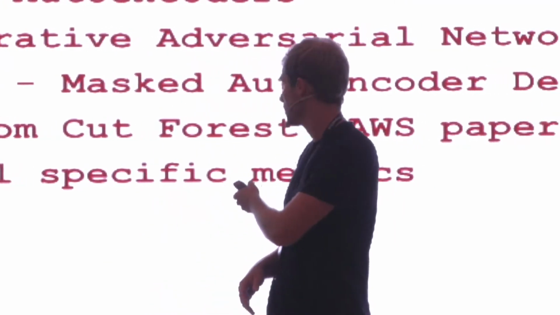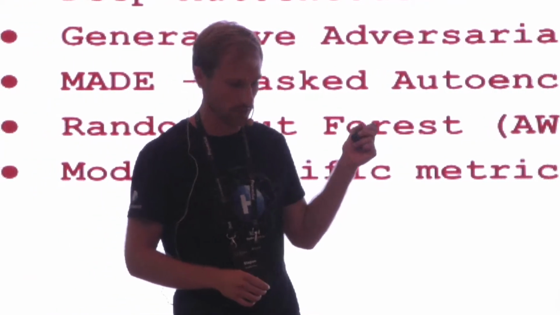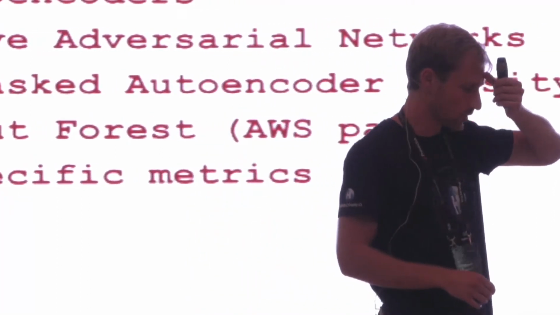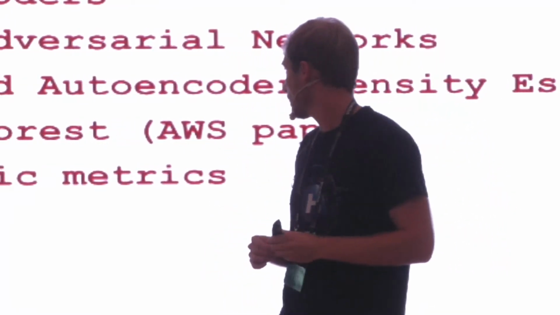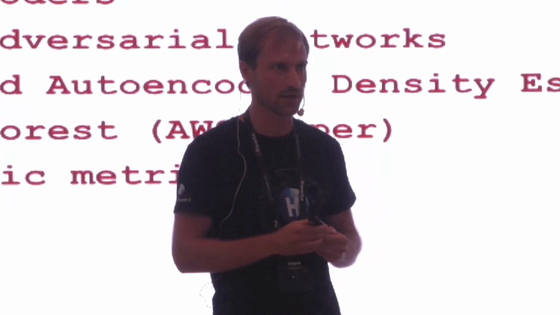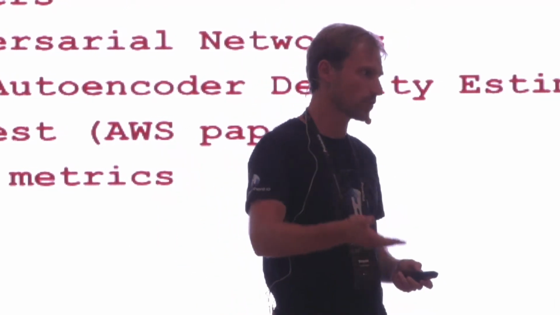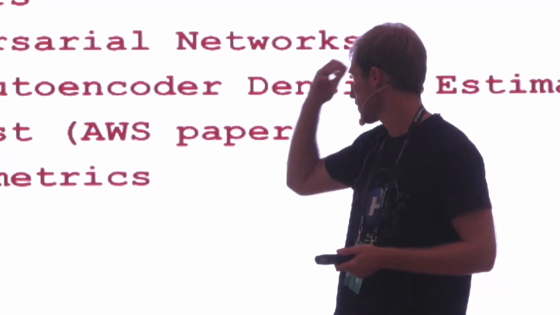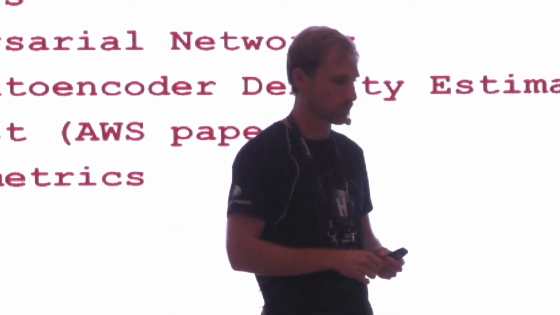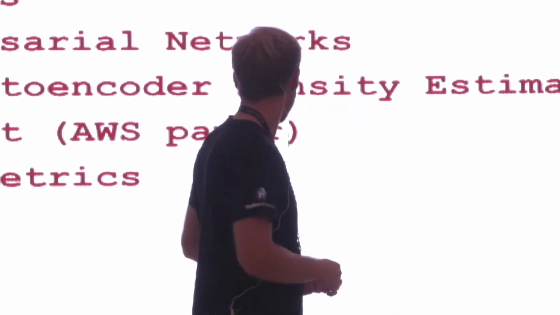Then MADE, masked autoencoder density estimator. That's another recent paper, recent research. I will explain how it works in a second. Random cut forest. Actually, there is no open source implementation of this algorithm. It's actually a robust random cut forest. This is a paper published by Amazon Kinesis. They use that algorithm for anomaly detection in Kinesis streams. We basically took that paper and implemented our own version of the algorithm. We tested it, and it works pretty well, especially on streaming data when we have to detect anomalies in real time in a particular window.